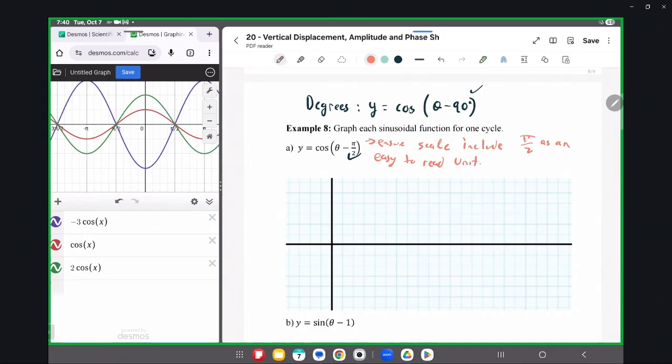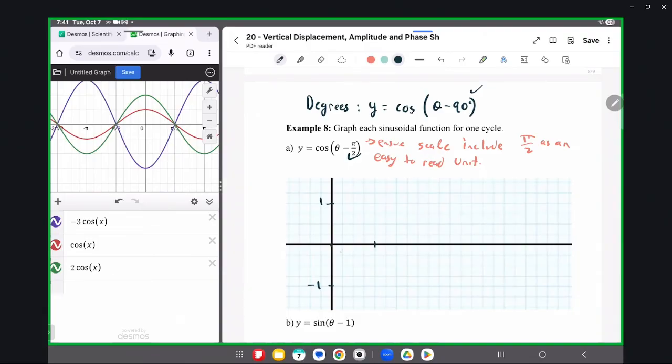Okay, with that out of the way, let's go ahead and graph this. First things first, we know we have a max at 1 and a min at -1. The y-axis is not a big deal. Just make sure you give yourself plenty of space to account for the transformation that you care about. We need to go over pi over 2 to the right, so let's give ourselves plenty of space.